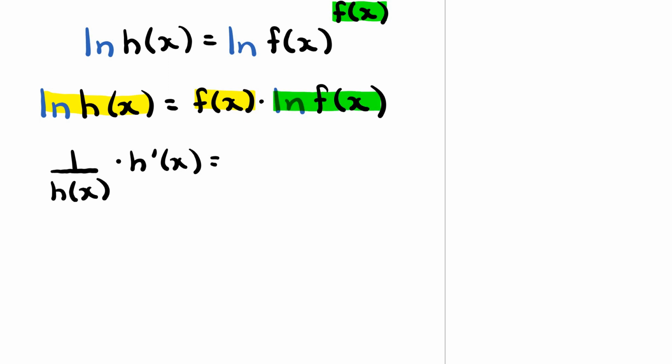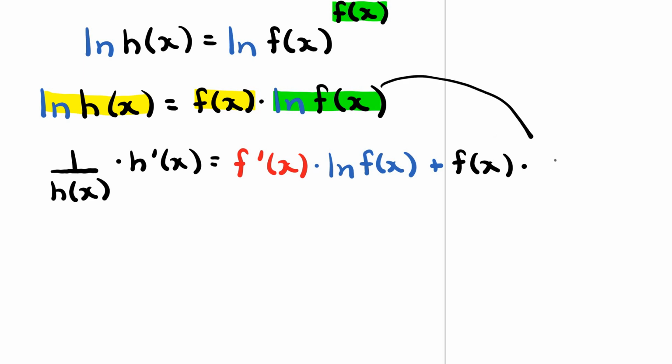of f of x. Okay, so the derivative of f of x is going to be f prime of x, and then I can multiply that by ln of f of x plus, and then plus the first function, which is f of x, and then times it by the derivative of that, which is 1 over f of x times f prime of x.